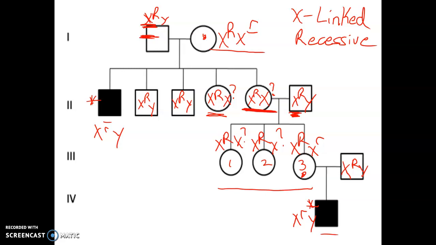Now, let's think this through. She's a carrier because she has a son who's affected. Well, who made her a carrier? Dad can only give the X big R, so guess what? This mom here, we now know, actually is a carrier. So see how they go down 2 generations to figure that out? These 2 still stay as question marks because they don't have any children yet, but sometimes it takes a little bit of, again, detective work over several generations to figure out what an individual is.